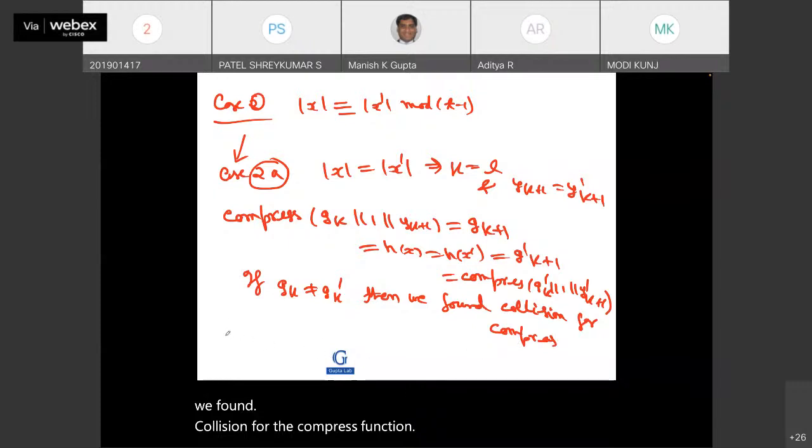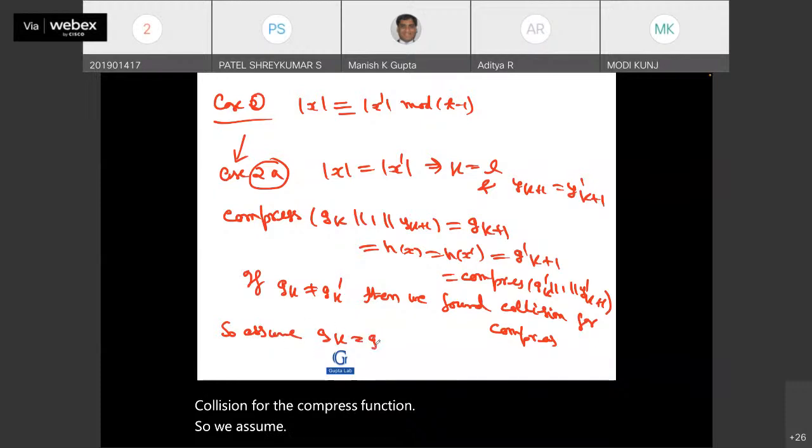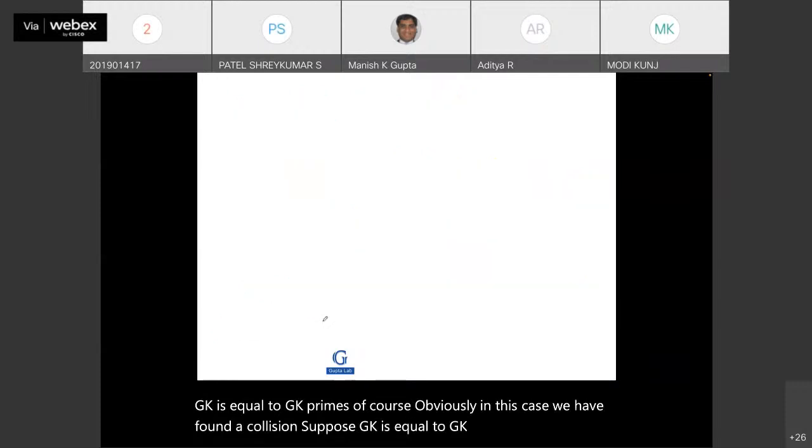Okay, so we assume gk is equal to gk prime. So of course, obviously in this case we have found a collision. Suppose gk is equal to gk prime. In that case, what will happen?